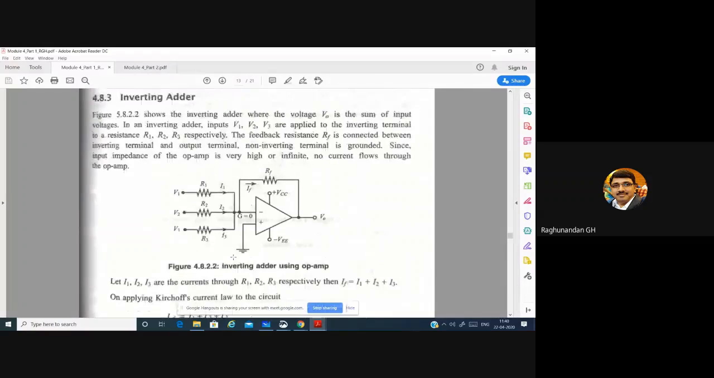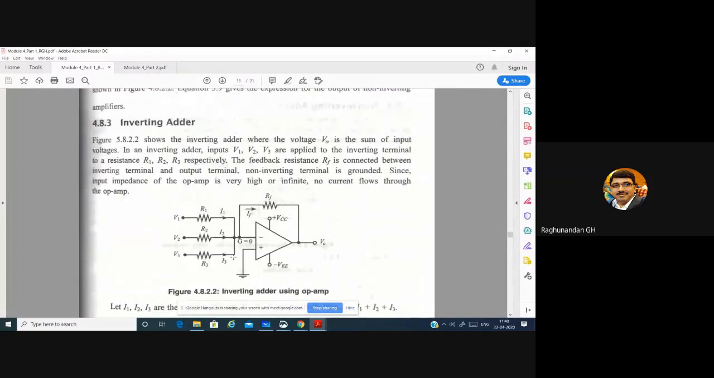Suppose they are asking, I want to just add the signal, can you tell me how you can use this circuit to just add? I don't want to amplify the signal. I just want to add the signal. What are you going to do? Anyone? RF and R should be equal. Yes, simple. RF, R1, R2, R3, make everything equal.